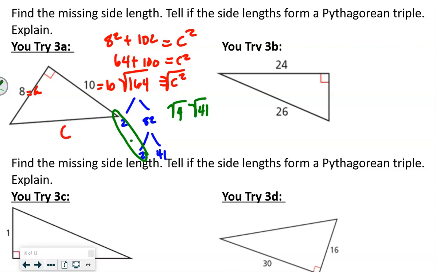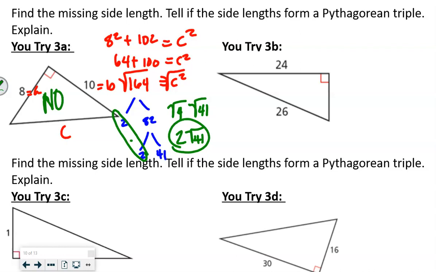Some of y'all may have known that, some of you may not have. But we can't simplify 41 with anything else. So we're going to take that square root of 4, which is 2, and the square root of 41. And so that's our answer. And I said earlier that if there's a radical left in the answer, then the answer is no. It cannot be a Pythagorean triple.